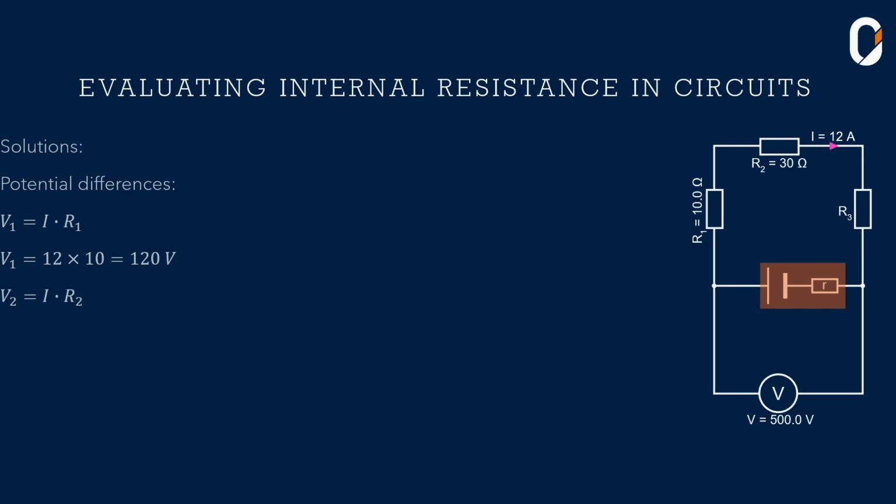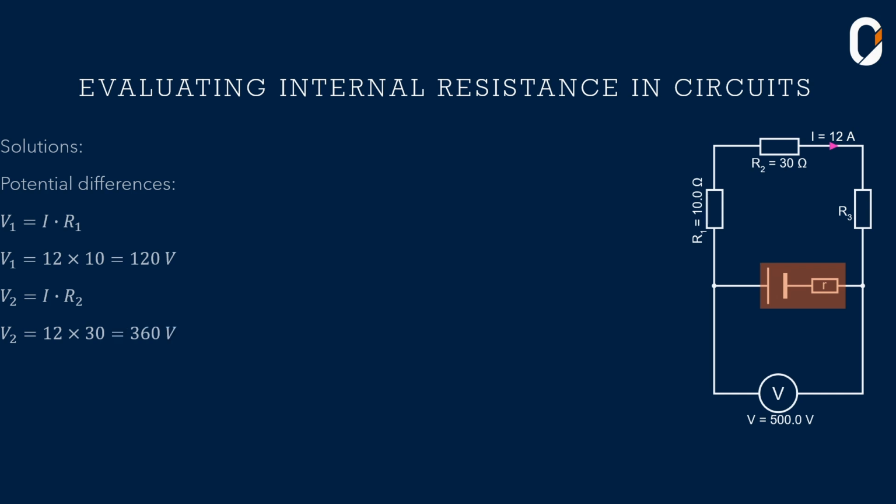Next, let's move on to V2. Again, V2 is equal to I multiplied by R2 as per Ohm's law. Substituting in my values, I'll have V2 equals 12 multiplied by 30. The 12 is the current as given by the question, and the 30 is the resistance, again as given by the question, and that will give us a V2 value of 360 volts.